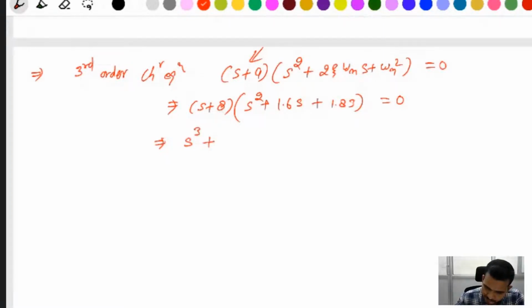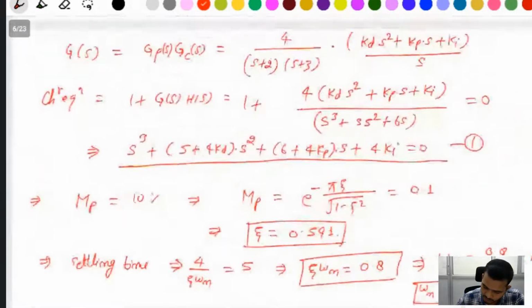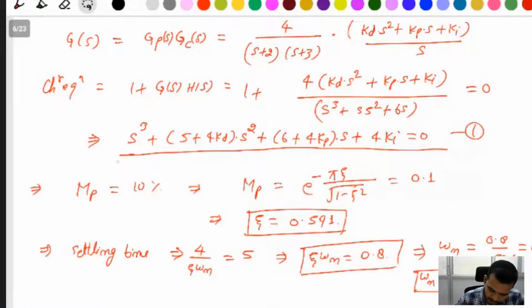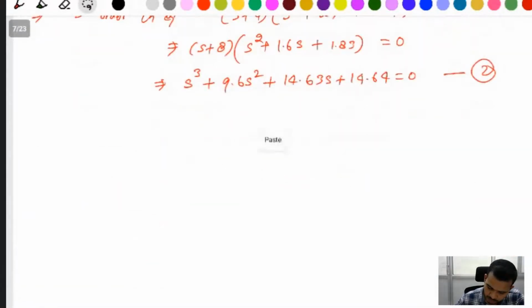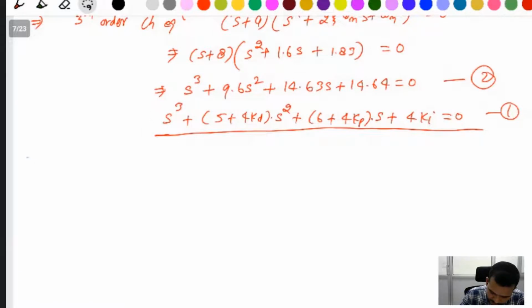Solve: s cube plus 9.6 s square plus 14.63 s plus 14.64 like that. This is question number second, and here is question number first. Compare both equations.